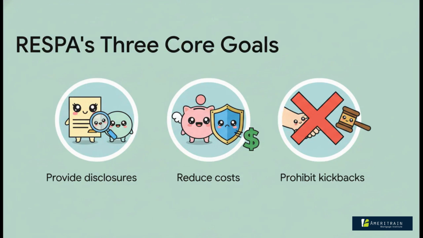Okay, so this right here, this is RESPA boiled down to its absolute essence. It's all about consumer protection. The law has 3 core goals. First, give borrowers clear disclosures about settlement costs. Second, cut down on those closing costs by getting rid of sketchy, abusive practices. And third, and this is a big one, prohibit kickbacks and any unearned referral fees. Seriously, everything else we're going to talk about is built right on this foundation.